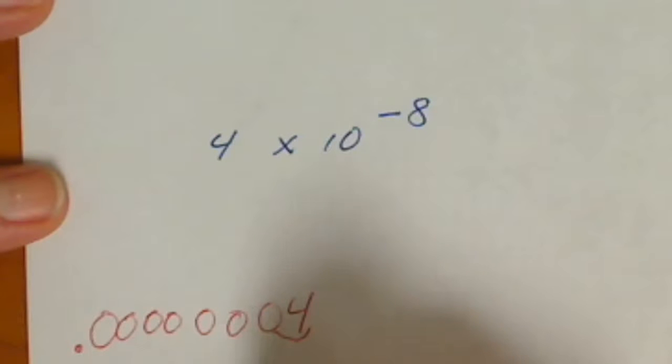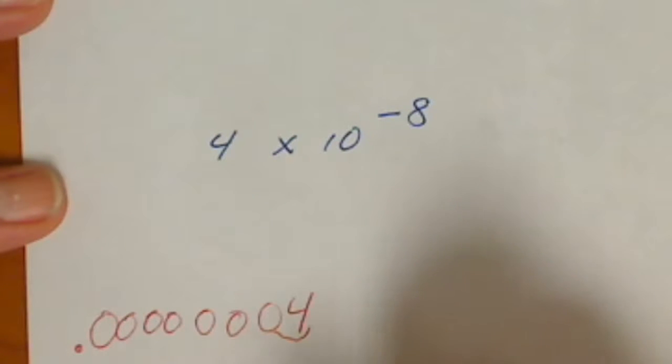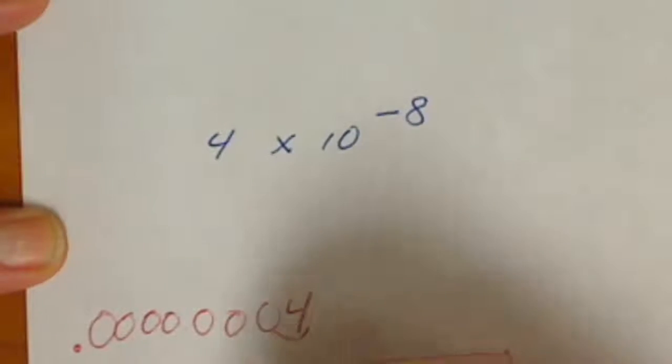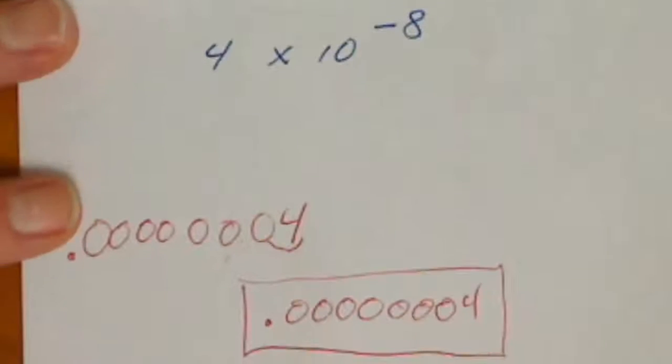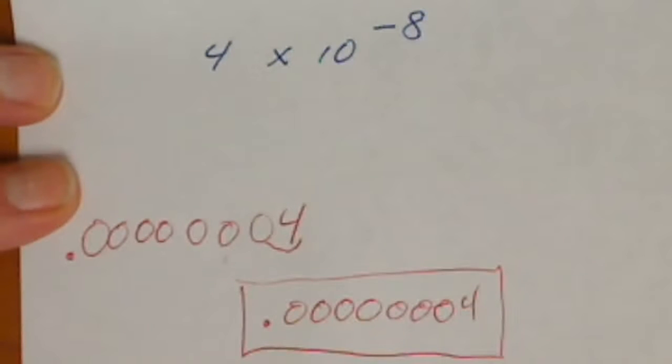And always rewrite it. You don't want to box your answer in with all kind of arrows and stuff like that in it. So your final answer would be that right there, written neatly, and that is scientific notation.